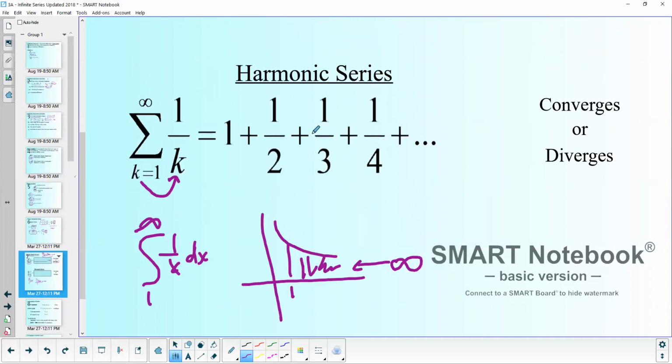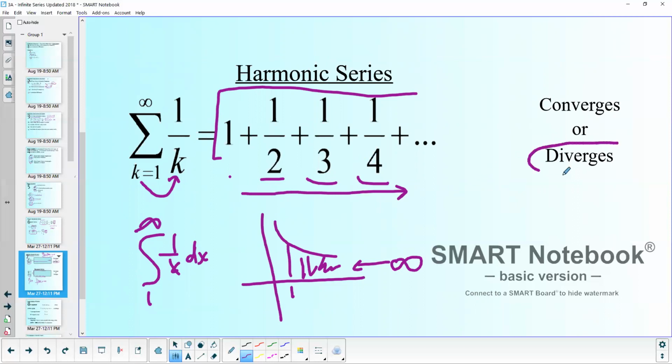And we're going to find the same thing happens here in this harmonic series, that if you add 1 plus 1/2 plus 1/3 plus 1/4, this particular series, even though the values that you're adding are getting smaller and smaller and smaller, actually diverges, which means this approaches infinity. It never approaches a particular number.